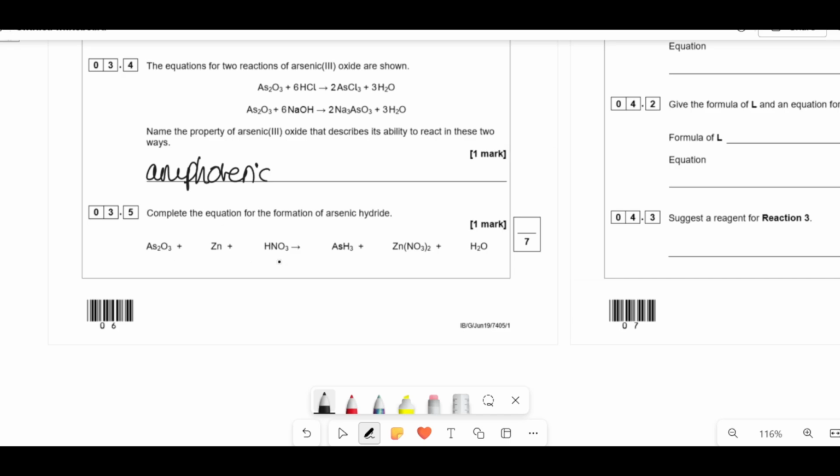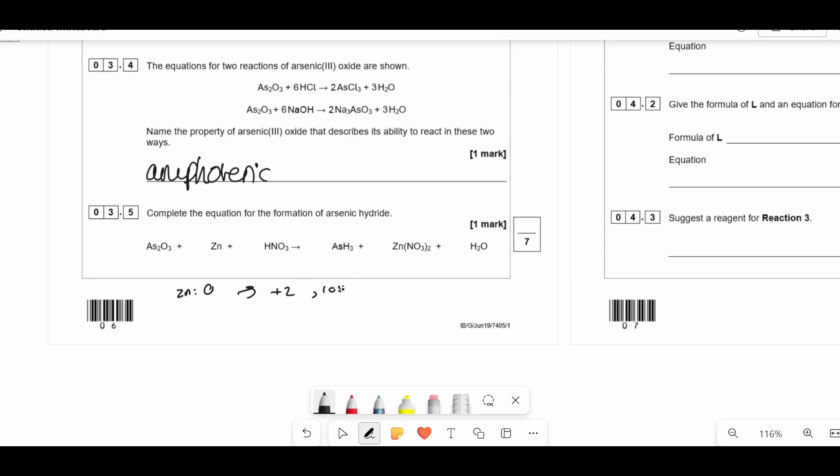Now it says complete the equation for the formation of arsenic hydride. So let's have a look what's going on here. So we've got As2O3 plus some amount of zinc plus HNO3 gives you AsH3 and Zn(NO3)2 and then H2O. So to balance this, what we need to do is balance our elements as best as we can first. This is a bit devious, this question, because it's arsenic hydride, so it's getting a bit funky here. So if you look at zinc, it's gone from an oxidation state of 0 to +2.